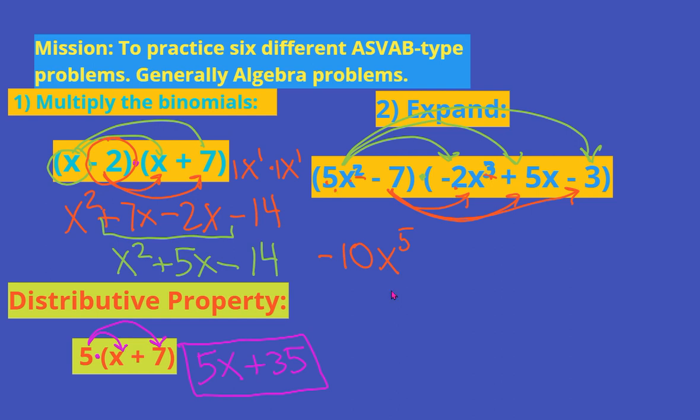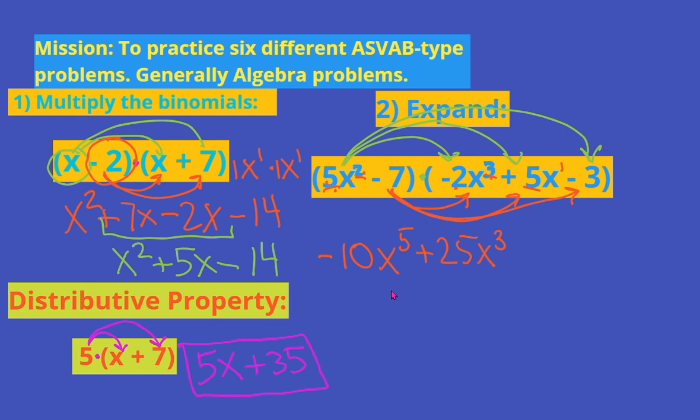Next, 5x squared times 5x. Don't forget that there's a little 1 there. And then that makes it easier to remember. Okay, I'm going to multiply the front. 5 times 5 is 25. And x squared times x to the 1 becomes x to the 2 plus 1, which is 3. Okay, next.